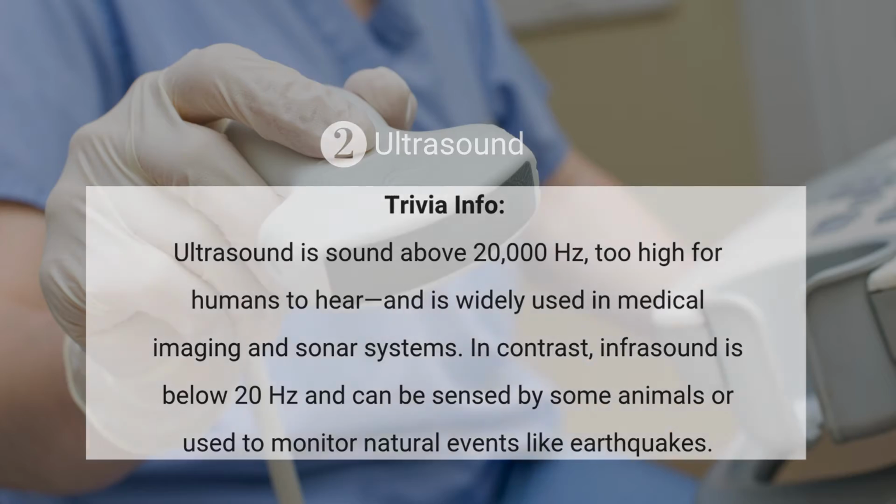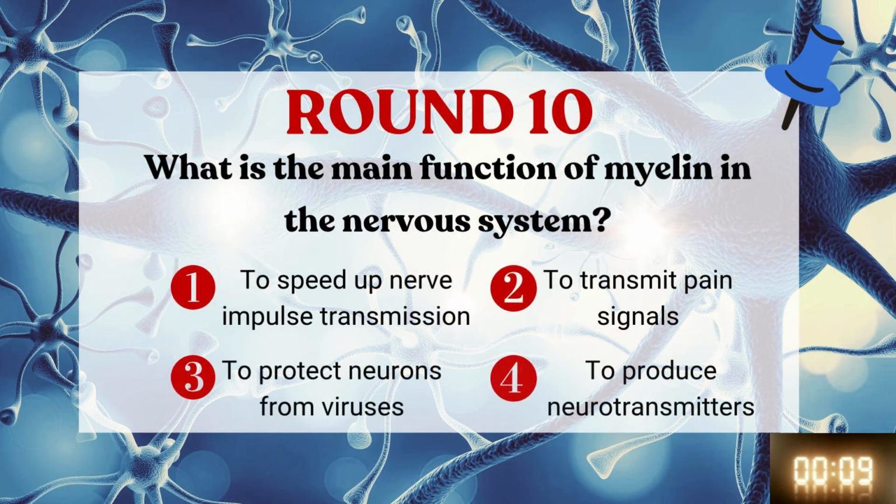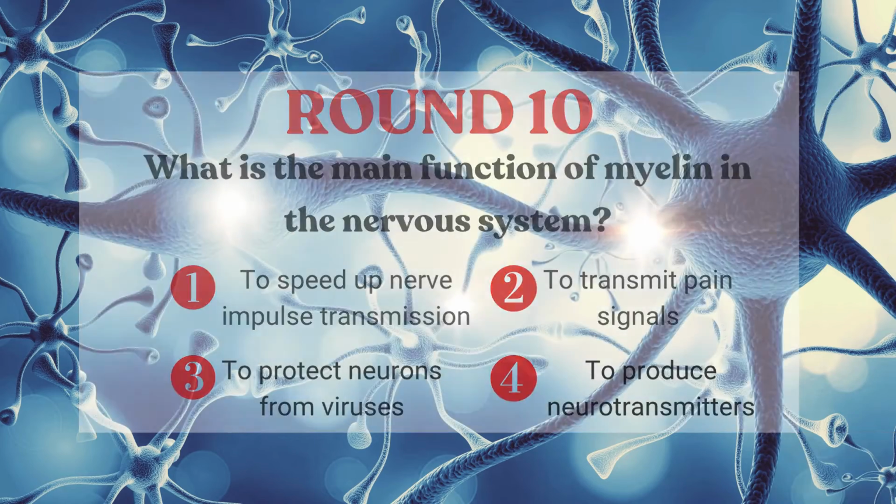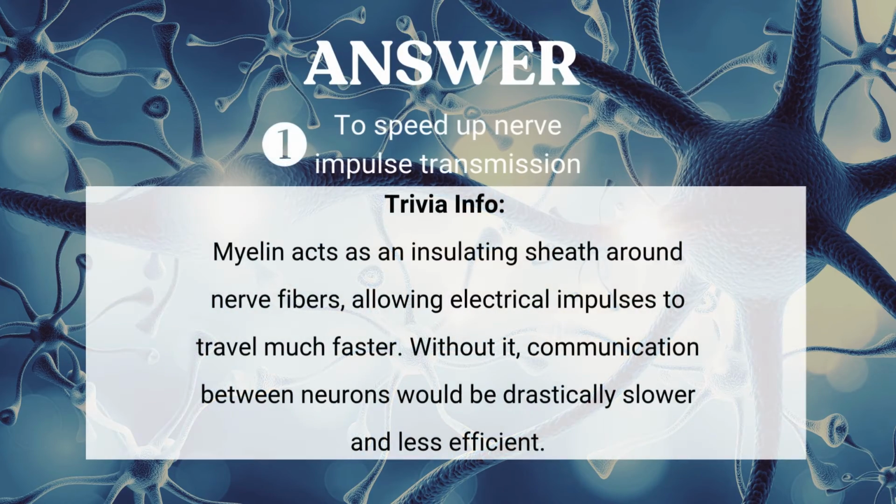like earthquakes. What is the main function of myelin in the nervous system? Answer 1. To speed up nerve impulse transmission. Myelin acts as an insulating sheath around nerve fibers, allowing electrical impulses to travel much faster. Without it, communication between neurons would be drastically slower and less efficient.